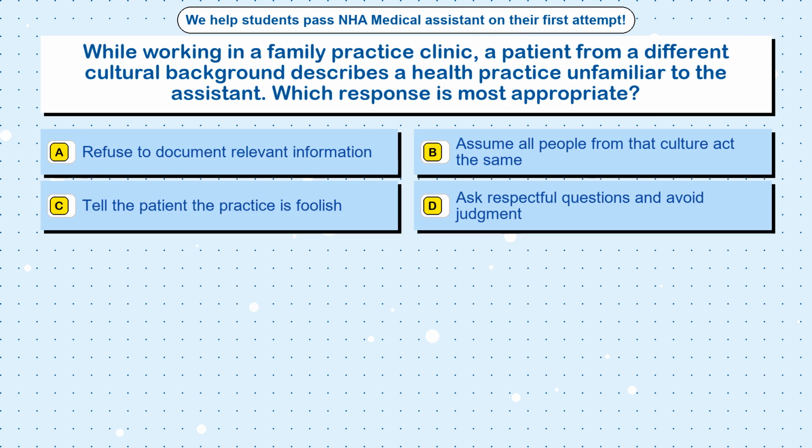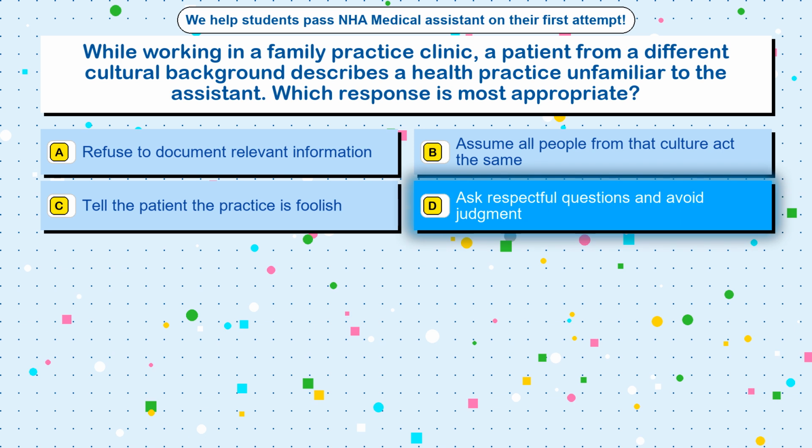Question 42. While working in a family practice clinic, a patient from a different cultural background describes a health practice unfamiliar to the assistant. Which response is most appropriate? Option A. Refuse to document relevant information. Option B. Assume all people from that culture act the same. Option C. Tell the patient the practice is foolish. Option D. Ask respectful questions and avoid judgment. The correct answer is option D.